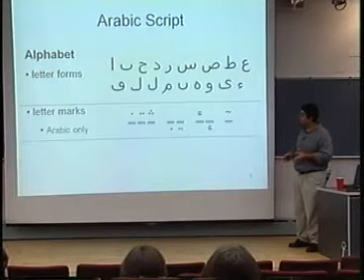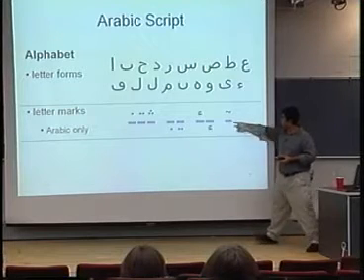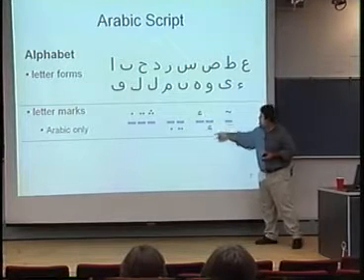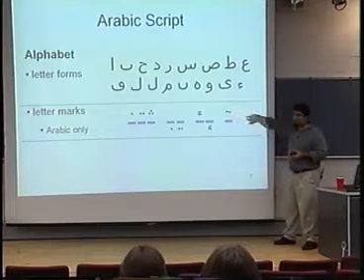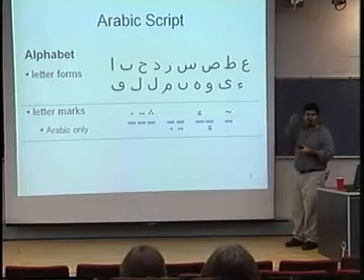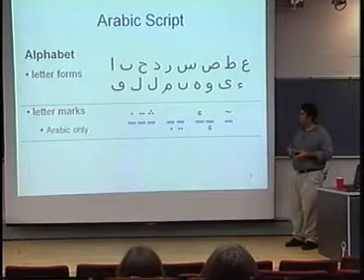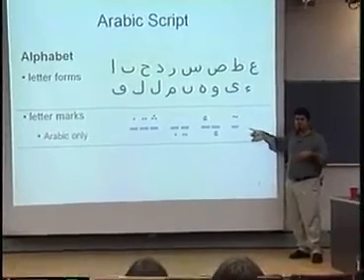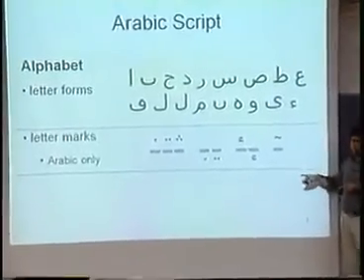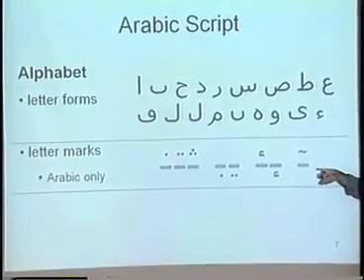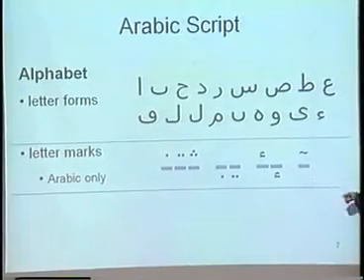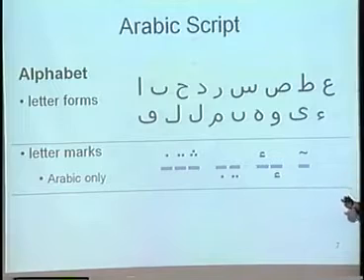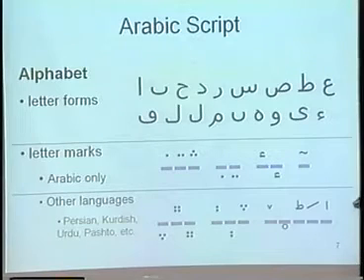Now, the letter marks are sets of dots or squiggles. So this is a hamza, or this is a madda. It's like a tilde-looking thing that could be added over or under the letters. These look like the Hebrew dots, if you're familiar with them, but they're not the Hebrew nikud. These are obligatory: you have to write them, otherwise you don't know what the letter is. Now the extended languages, this is just for standard Arabic.